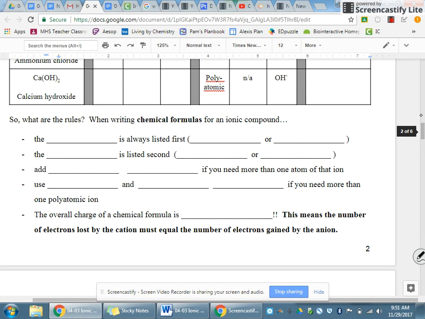So there are 5 rules to the chart above. The cation is always listed first. Remember, cations are positive. This cation could be a metal or it could be a polyatomic.